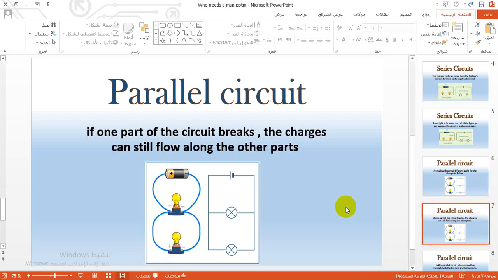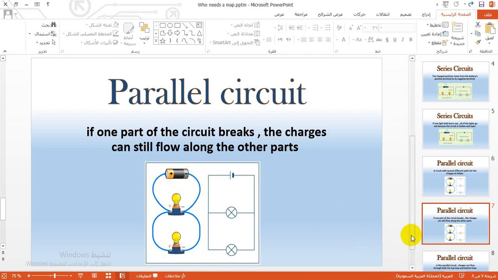Okay, if one part of the circuit breaks, the charge can still flow along the other parts, okay guys. This is what we mean here. So what will happen if that light here burns out? Sure, the charge that's coming from the battery will still move to the next one, okay guys, because it has its own path, and this light also has its own path.